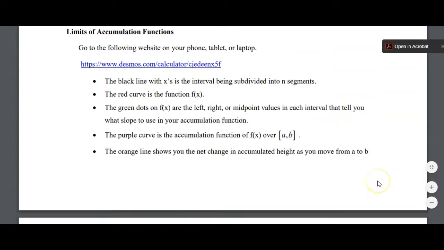and go down to this guy. So limits of accumulation functions. So what happens as you take a limit of these accumulation functions? And for this, I have this website that you might want to go to right there.